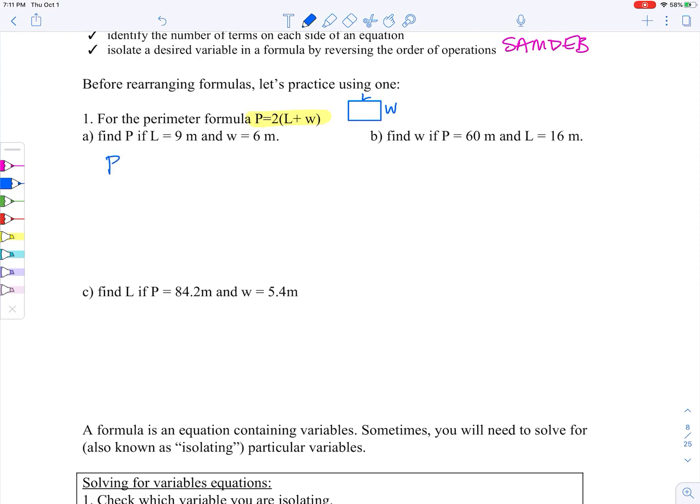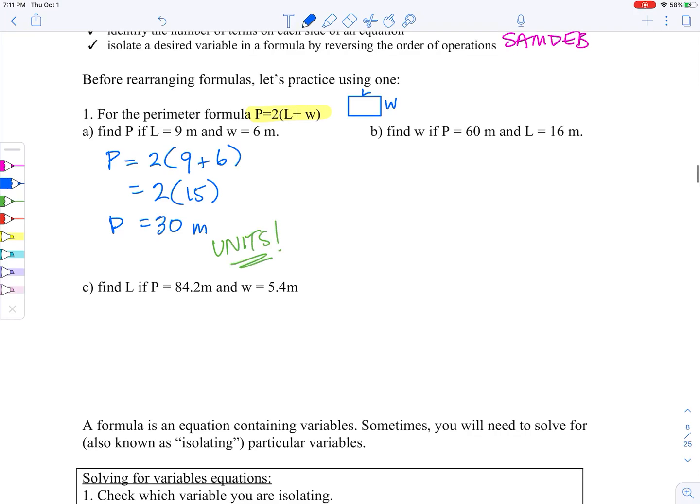Question A says, find the perimeter if the length is 9 meters and the width is 6 meters. So we're pretty good at that. Wherever there was an L, I'm going to write a 9. And then wherever there was a W, I substitute in the 6. So I get 2 times 15, which is 30. So I get that the perimeter is 30 meters. Really important to make sure you do units when there are units in a question.